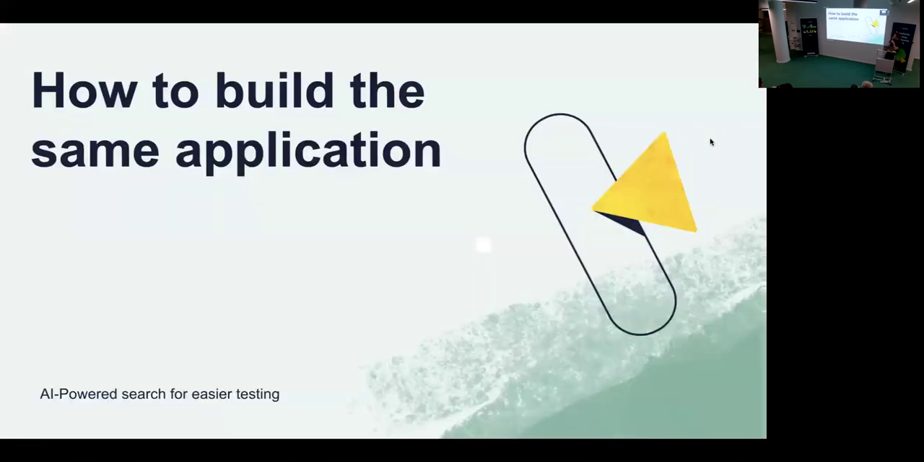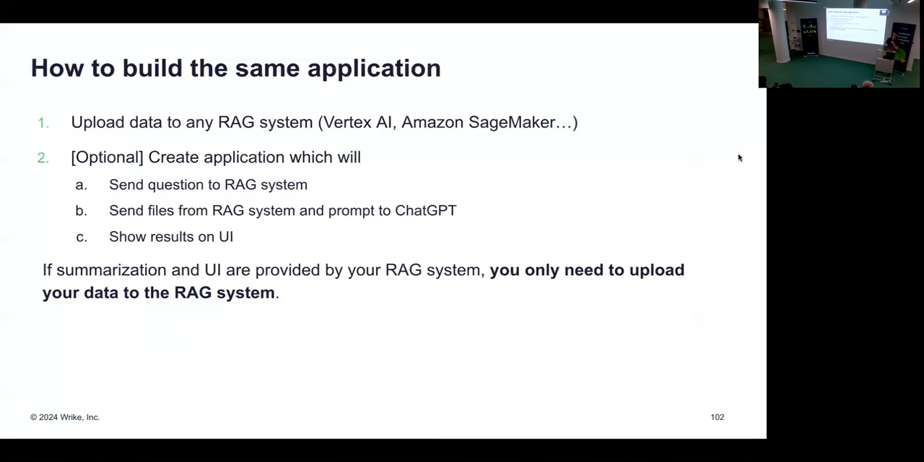Okay, let's move on to the last part, how to build the same application. It's very easy. You can do it in one day. You just upload all your data to any RAG system like Vertex AI or Amazon SageMaker. It's better to ask your security. And that's all. Mostly the systems already have summarization and UI, and they will provide it.